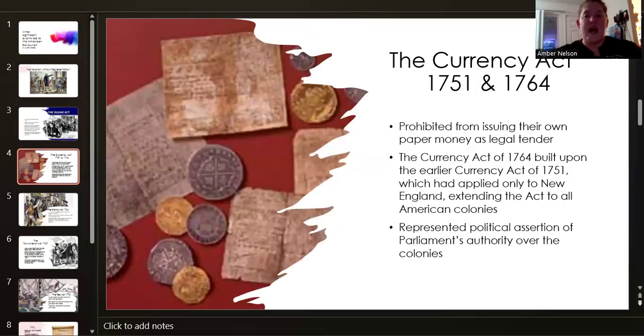Next came the Currency Act, which banned the colonies from issuing their own paper money as legal tender. This upset many colonists, especially debtors who had relied on paper currency to pay off what they owed more easily. British merchants, on the other hand, welcomed the law. They believed colonial money was unstable and losing value too quickly.